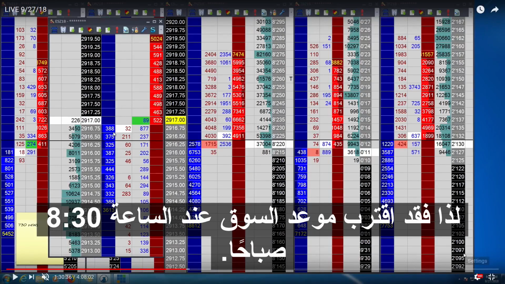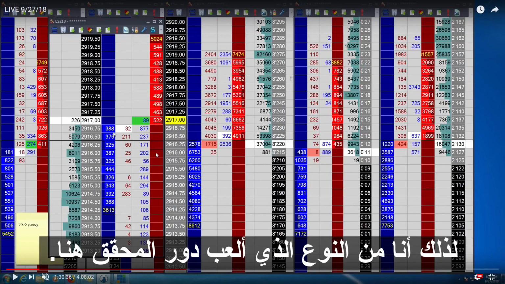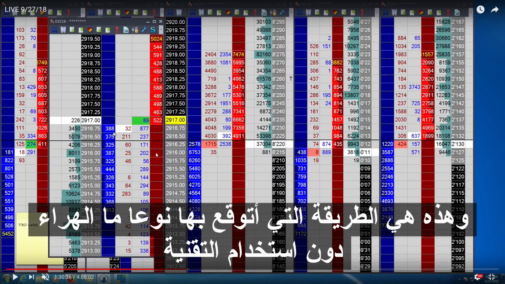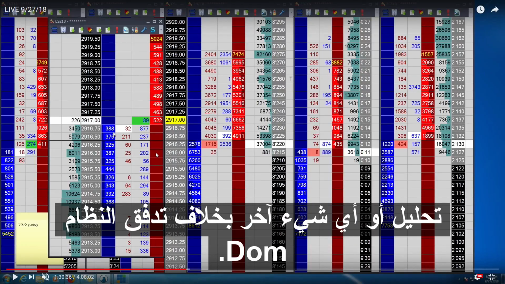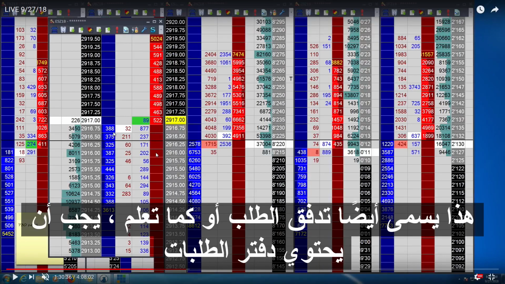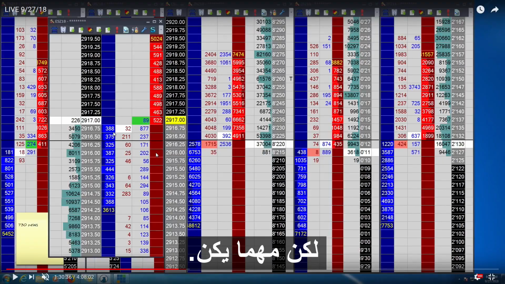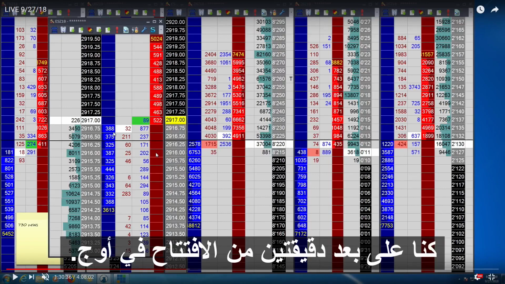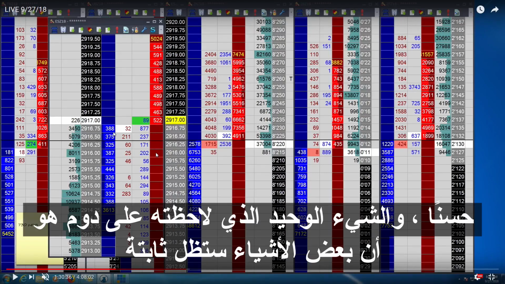It's almost 8:30. The market's sitting at a high, so I'm kind of playing detective here. This is how I predict things without using technical analysis or anything else other than the DOM, the order flow. This is also called order flow, or the order book. I should have said that in the beginning, but whatever. Anyways, we're 2 minutes from the opening. We're at a high, okay?